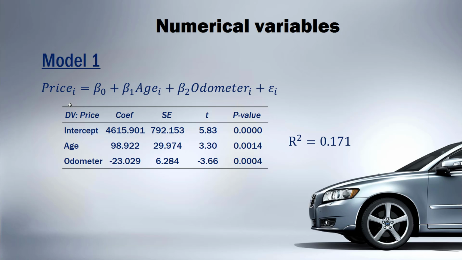And it will look a little bit like this. Well, this is part of the output that's going to be most relevant to us now. We've got the dependent variable, which is price, and here we have the coefficients, the standard errors, the t-stats, and the p-values.